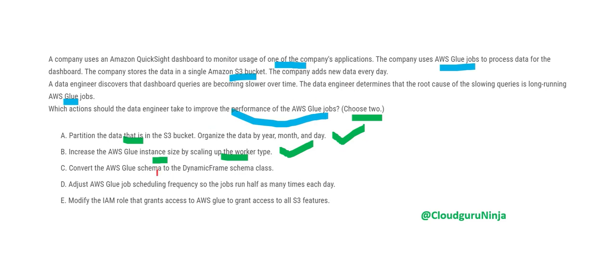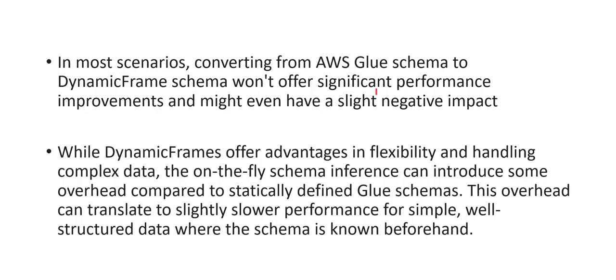Option C says, hey guys, let's convert the glue schema to the dynamic frame schema class. From a performance standpoint, dynamic frame does not offer significant performance improvements. In fact, it has a slight negative impact. Why? Because from an advantage standpoint, dynamic frames offer flexibility and help you with handling complex data, handling the data on the fly. Schema inference is done, so that is fine. If your schema is not intact, if it is fluid and on the fly, schema inference is a good option. But in this case, that is not our use case. It seems our schemas are intact, so this will not help.